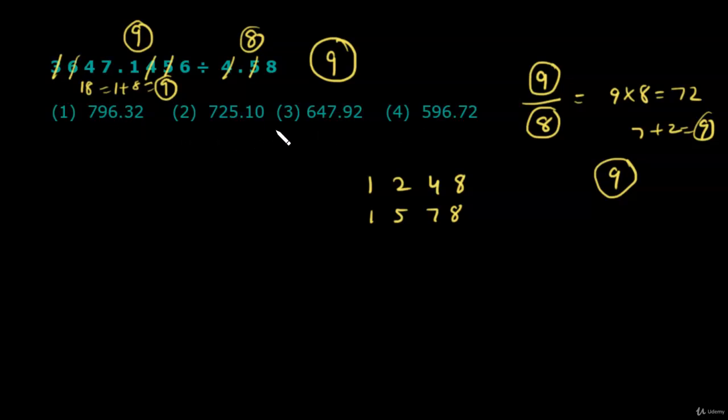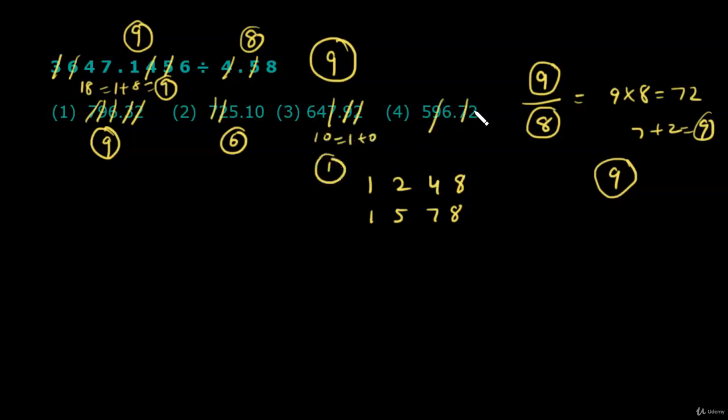Let's try to find the digital sums of these options. So 9 is the digital sum. Now in this case 2 plus 7 is 9, 5 plus 1 is 6. 1 is the digital sum. So 2 is the digital sum. Now the digital sum of the first option is 9, so the first option is the right option. So this is how we can apply digital sum in division problems.